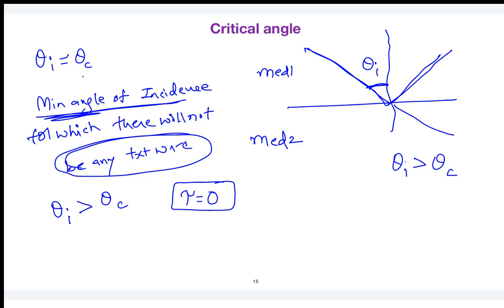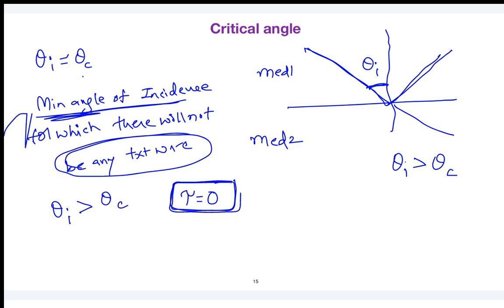Will you agree with me? If I say the angle of incidence is equal to the critical angle, I can equate my transmission coefficient to 0. Does that make sense? Is it correct or not? Yeah. When I say critical angle, as per the statement, there will not be any transmission. So whenever there is no transmission into the second medium, you can equate the transmission coefficient straight away to 0.